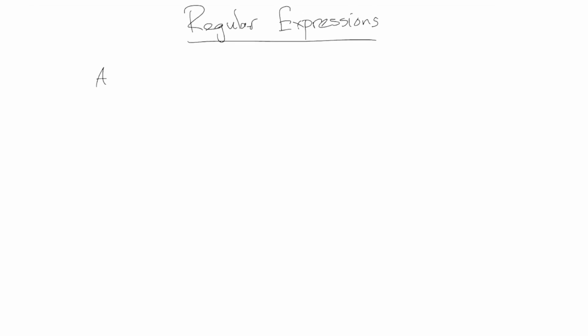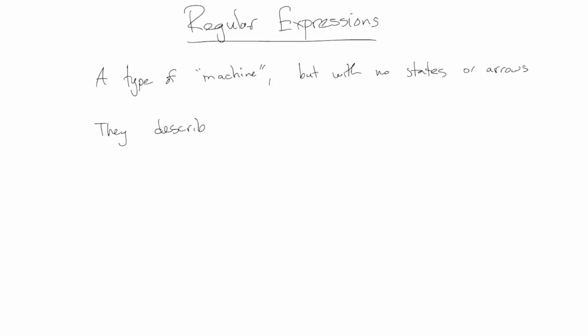It is another type of machine, I suppose, although the language that we use to discuss regular expressions, we don't typically think of it in the same way. So it's a type of machine, but with no states or arrows, which is why we don't really think of it as a machine, because the way you represent it is so different. No states or arrows, but each individual regular expression describes certain sets of accepted strings. And so we can think of them in the same way as our machines.